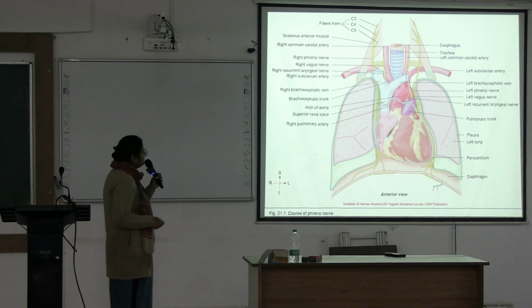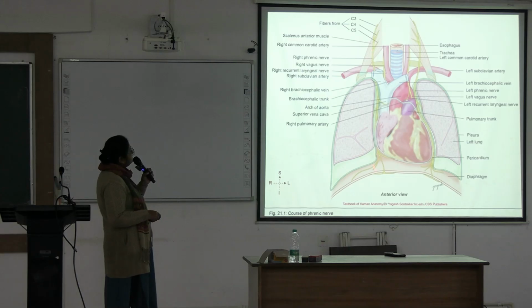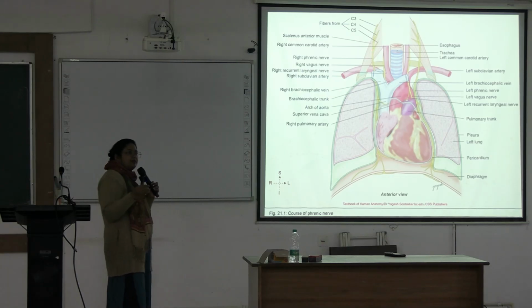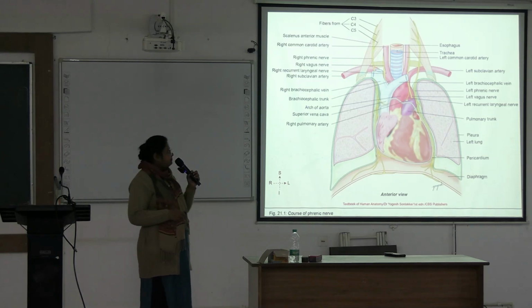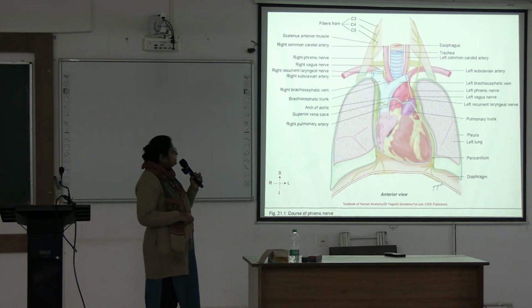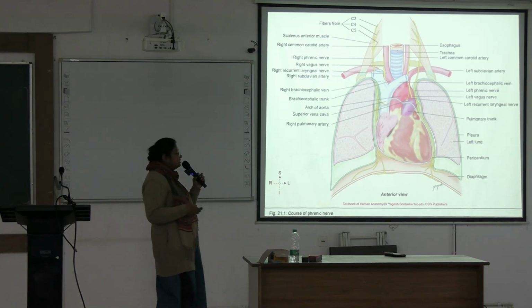See here the location in the thorax. Here is the phrenic nerve. Okay, right phrenic nerve. Here is the left phrenic nerve. So you can remember phrenic nerve lies anterior to the lung root. Okay, supplying this pericardium and this diaphragm, superior and inferior, both surfaces of the diaphragm.